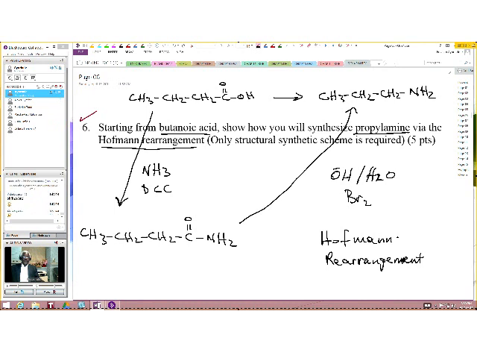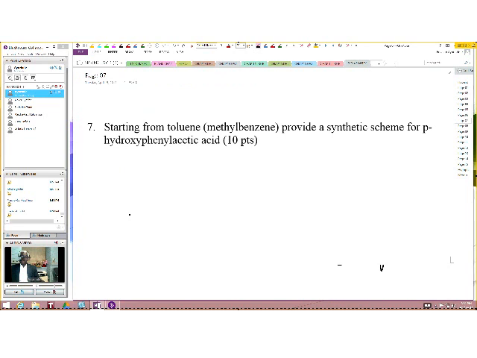Okay, very good. Now let us go to 7. Okay, Rua, if your mic is still working, can you read this for us? Starting from toluene, methylbenzene, provide a synthetic scheme for p-hydroxyphenylacetic acid.